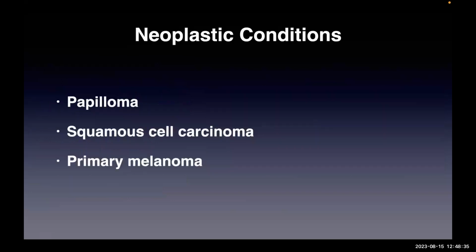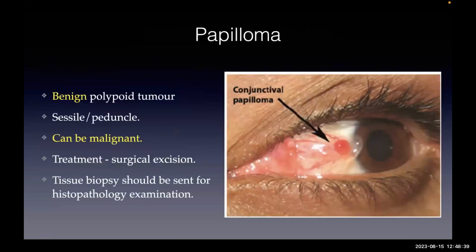Next is neoplastic conditions. They are papilloma, squamous cell carcinoma, and primary melanoma. Papilloma is a benign polypoid tumor, can be sessile or pedunculated. Treatment is surgical excision, and tissue biopsy should be sent for histopathologic examination.